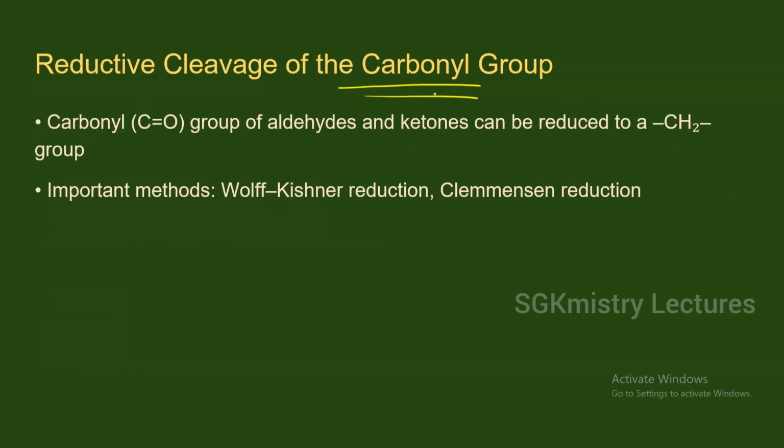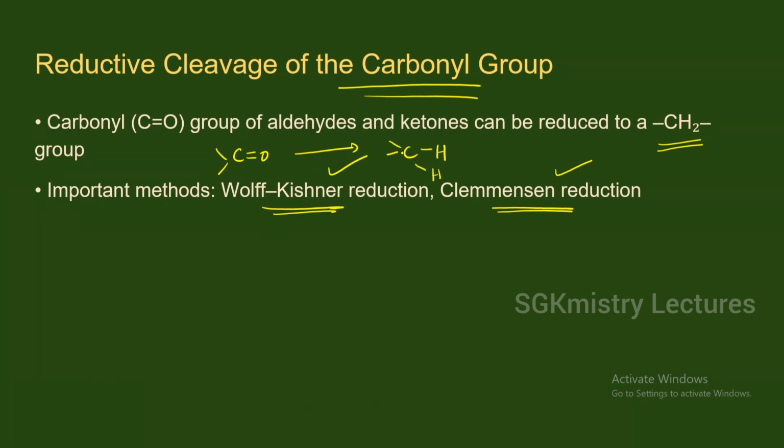So next is reductive cleavage of the carbonyl group. Carbon-oxygen double bond, how can the reductive cleavage take place? The CO group of the aldehydes or ketones can be reduced to CH2 group, mainly by two different types of reactions. One is Wolff-Kishner reduction and the other one is Clemmensen reduction. The main difference between these is that Wolff-Kishner reduction is carried out in alkaline medium, whereas Clemmensen reduction is carried out in acidic conditions. But the products remain the same. Here, the C double bond O group is converted to CH2 group. Right? So this is one thing you need to remember.